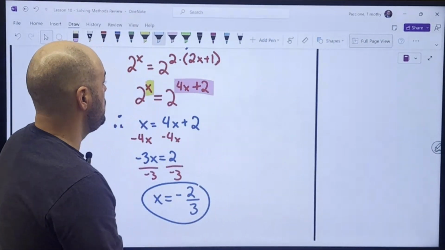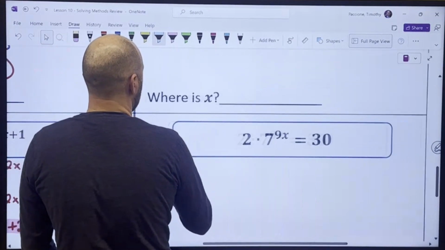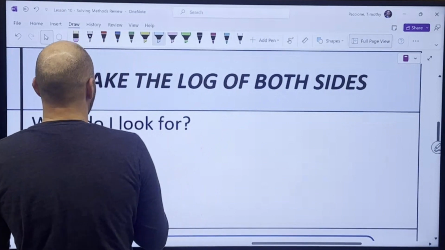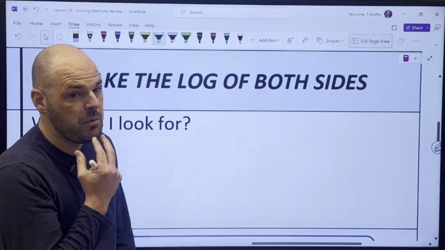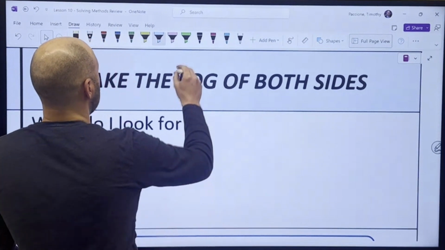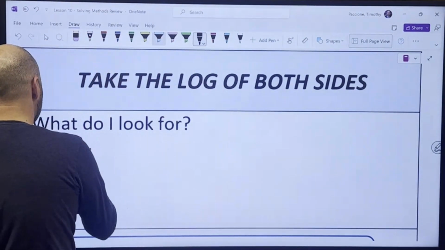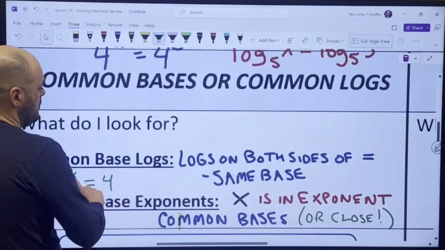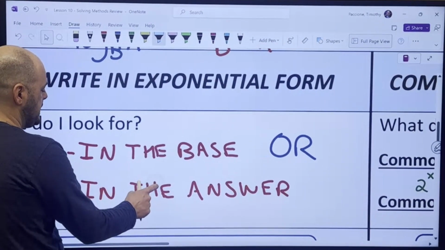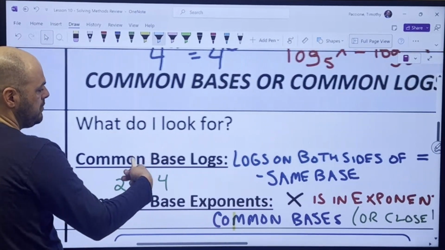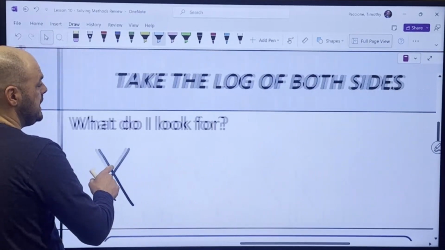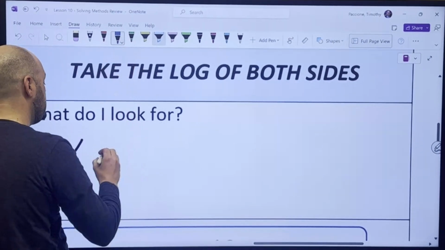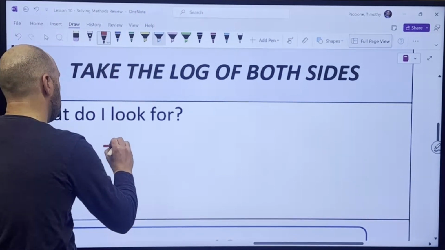Now, there's your third strategy is taking the log of both sides, all right? So if you're taking the log of both sides, this is something you would do. Again, we're looking for that x, and remember, over here, x was in the base, x is in the answer. This was the common situation. This is no common situation, right? But we have x, and where's the only other place it could be?